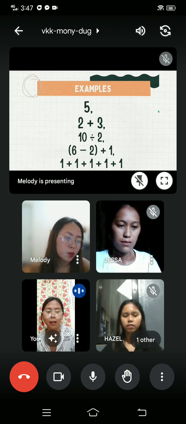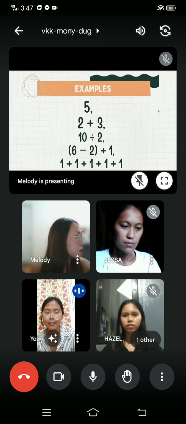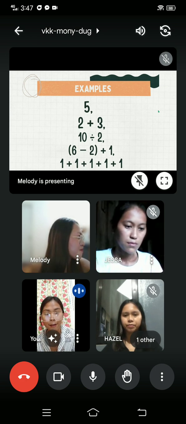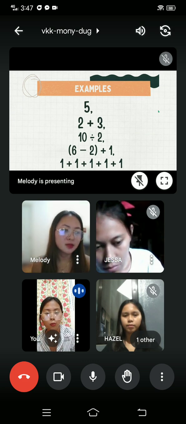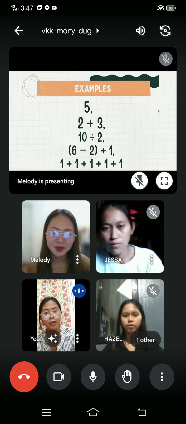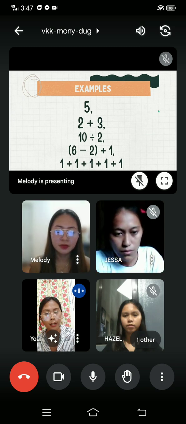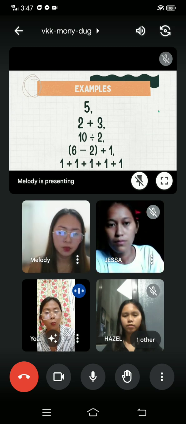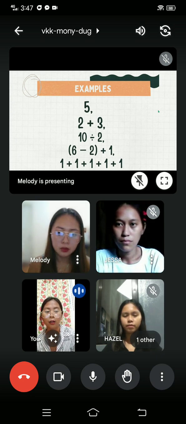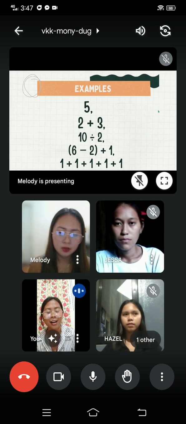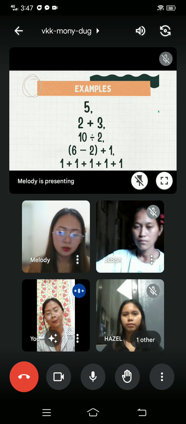And numbers have lots of different names. For example, the expressions 5, 2 plus 3, 10 divided by 2, open parenthesis 6 minus 2 close parenthesis plus 1, and last is 1 plus 1 plus 1 plus 1 plus 1. All look different, but are all just different names for the same number.